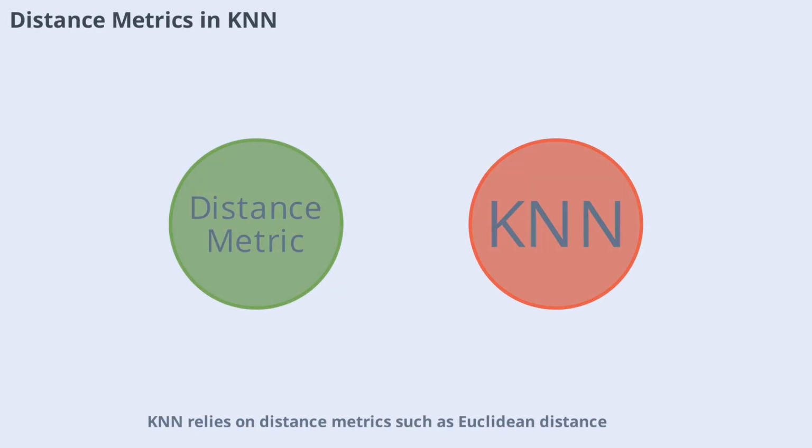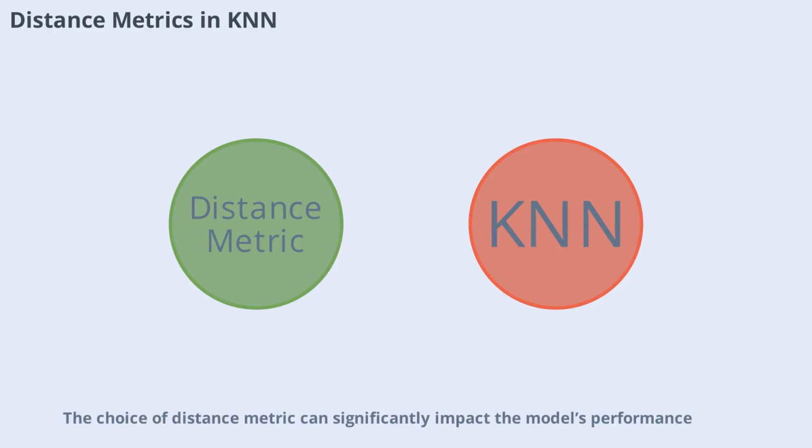KNN relies on distance metrics such as Euclidean distance to determine the similarity between data points. The choice of distance metric can significantly impact the model's performance, especially when features are on different scales. That's why feature scaling is so important in KNN models.